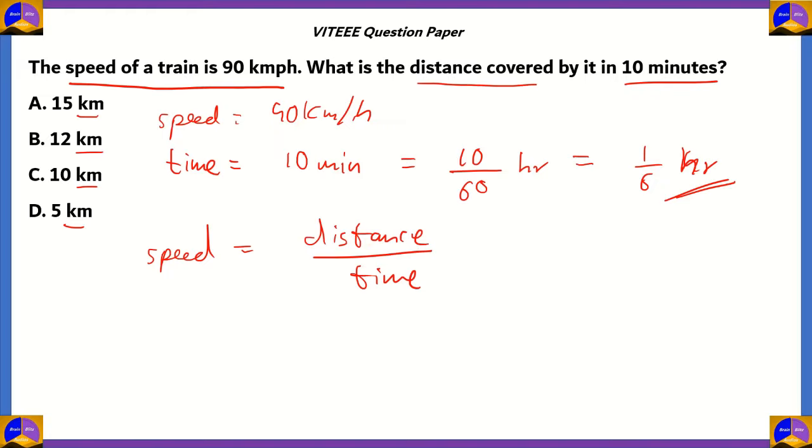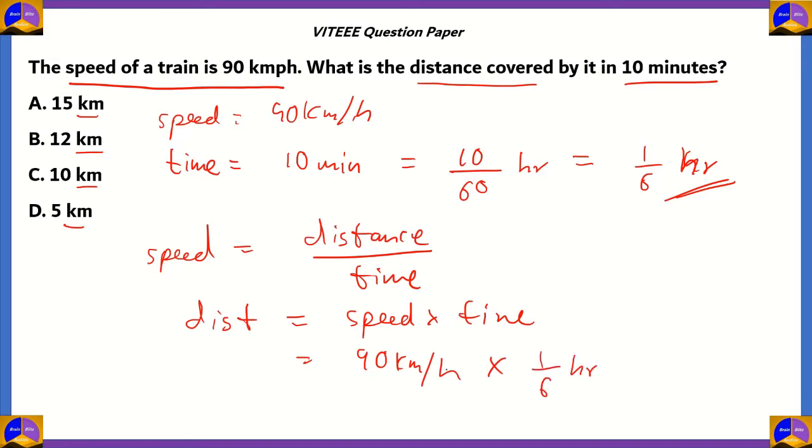So this is the basic formula for speed that you've studied in your earlier grades, and this is what we're going to be using here. The twist is that over here we need to find out the distance covered when speed and time are given. So let's take time to the other side. What you get is distance is equal to speed into time. All we have to do is multiply 90 kilometers per hour times 1 by 6 hours.